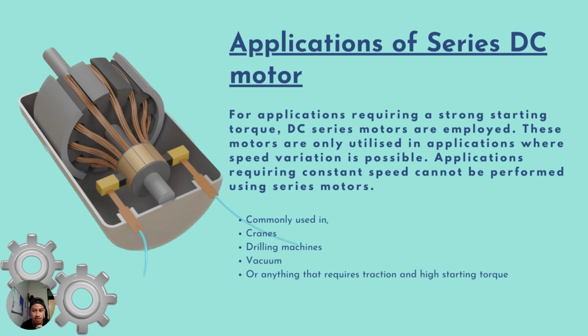I will be presenting about the application of the series DC motor. Basically, series DC motors are suitable for any application that requires strong starting torque. They are only utilized in applications where speed variation is acceptable. Applications that require constant speed cannot be performed using series motors. They are commonly used in cranes, drilling machines, vacuums, or anything that requires traction and high static torque.